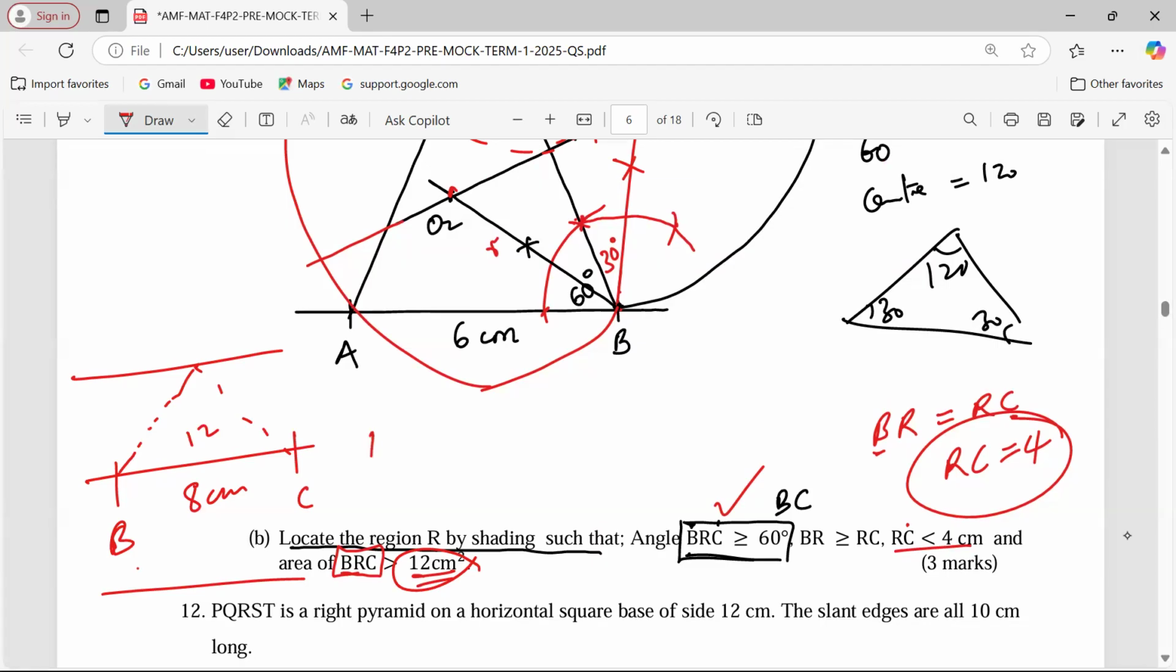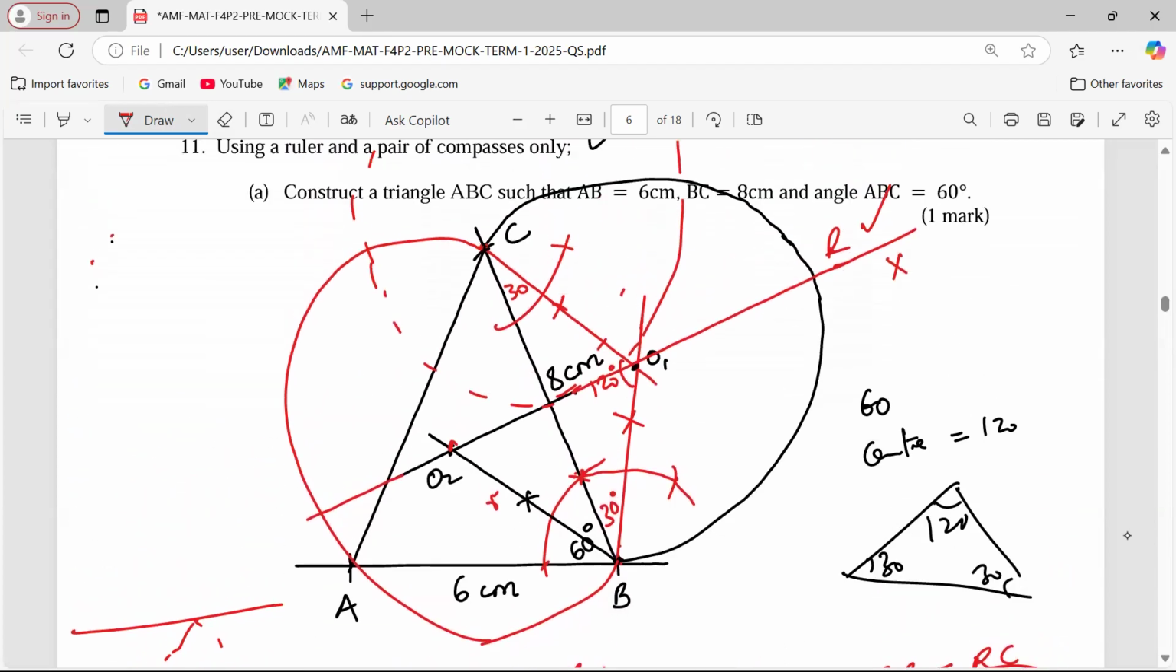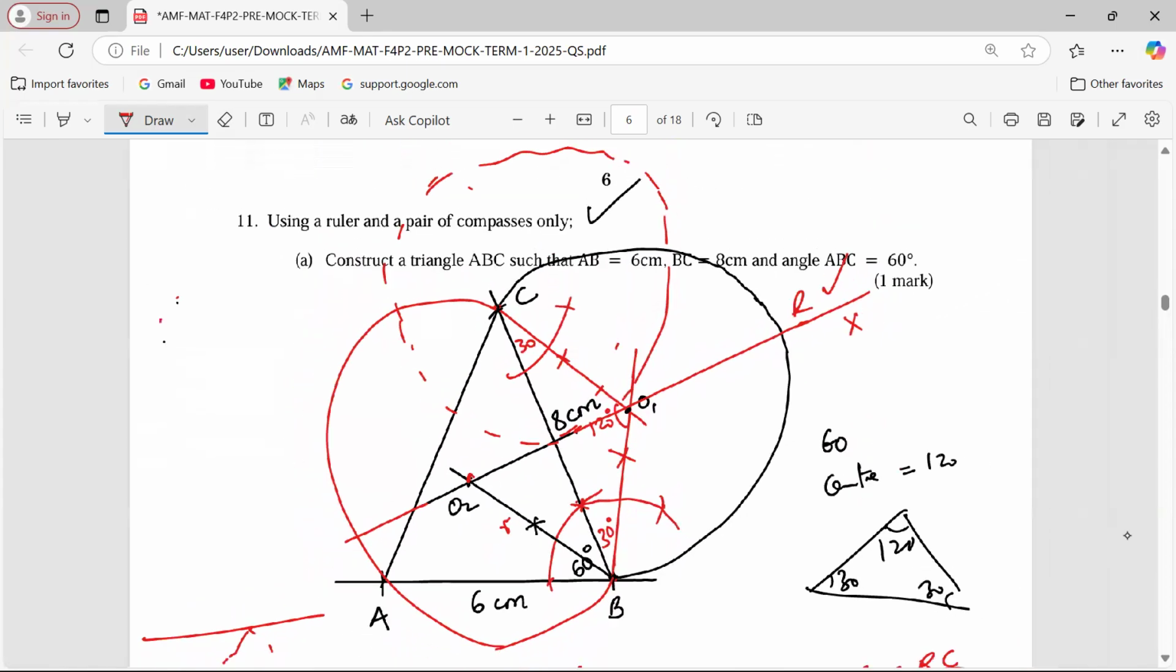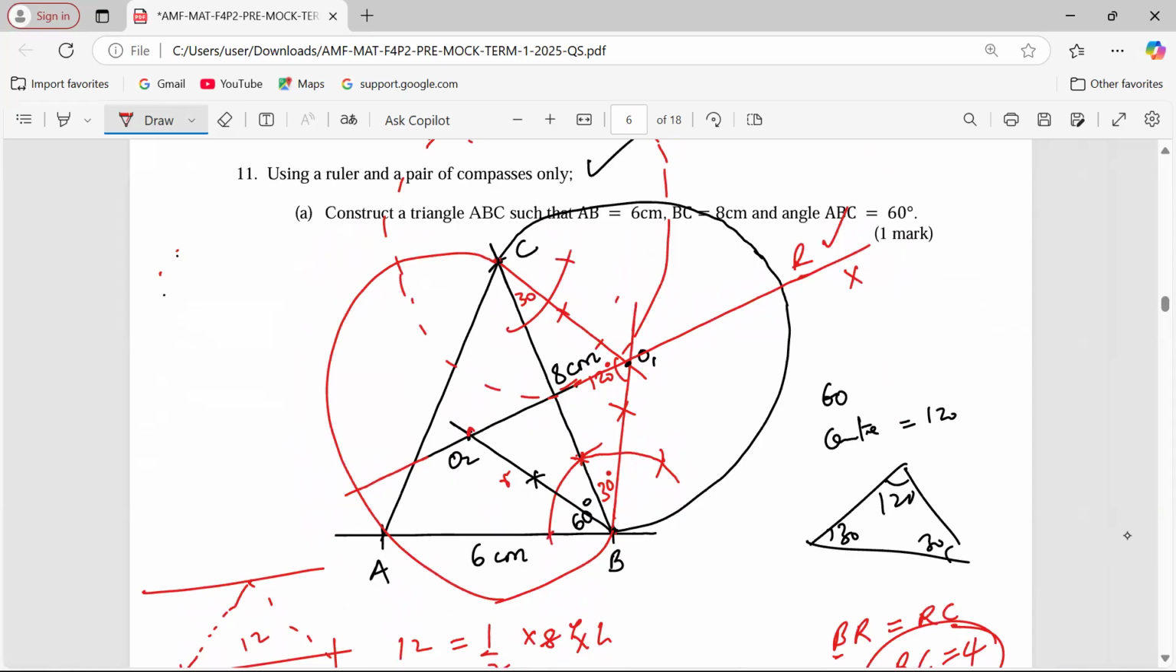So for us to get area of 12, we need half times 8 multiplied by a known height. So this is going to be 4h equals 12. So h will be 3 centimeters. So 3 centimeters away from BC. So we can do 3 centimeters away from BC.